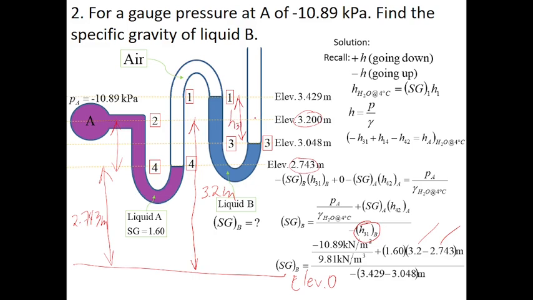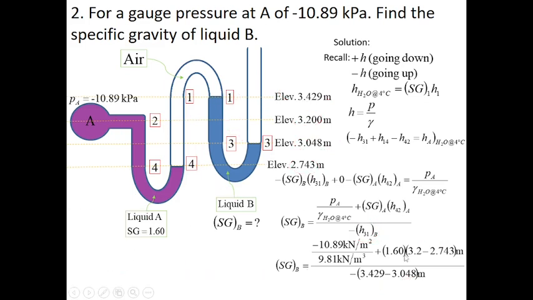This is H31B, so that is simply the higher elevation minus the lower elevation. That is 3.429 minus 3.048. And what will now be our final answer? Our final answer is 0.9945.